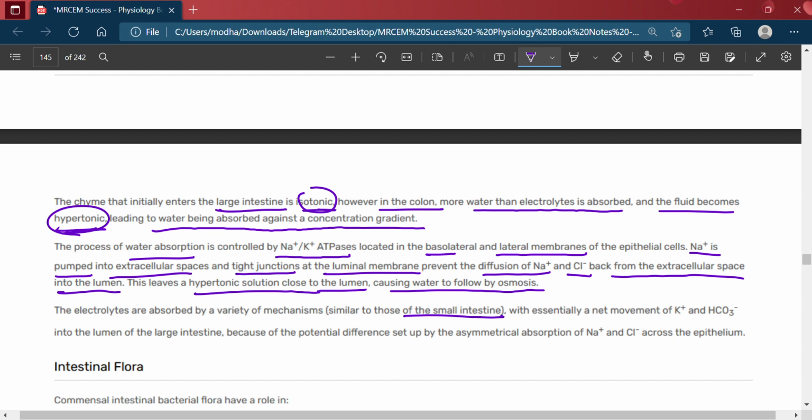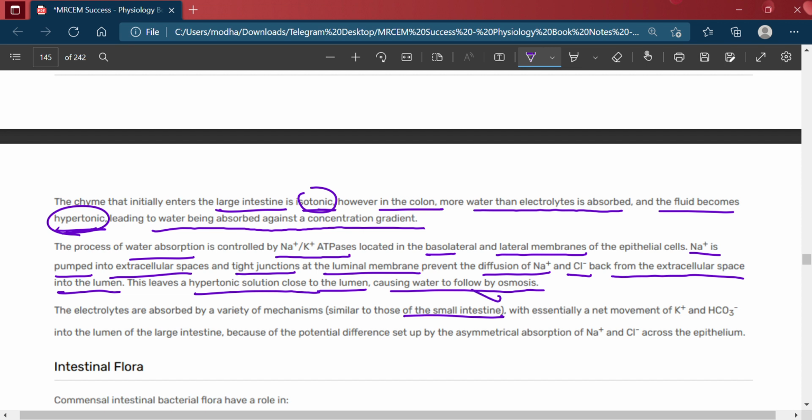located at the basolateral and lateral membranes of the epithelial cells. The sodium is pumped into the extracellular space, and the tight junction at the luminal membrane prevents the diffusion of sodium and chloride back from the extracellular space into the lumen. This leaves a hypertonic solution close to the lumen, causing water to flow by osmosis.